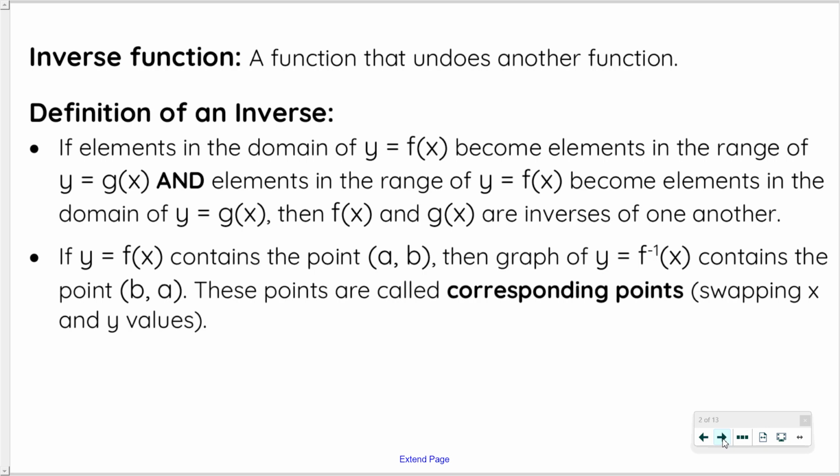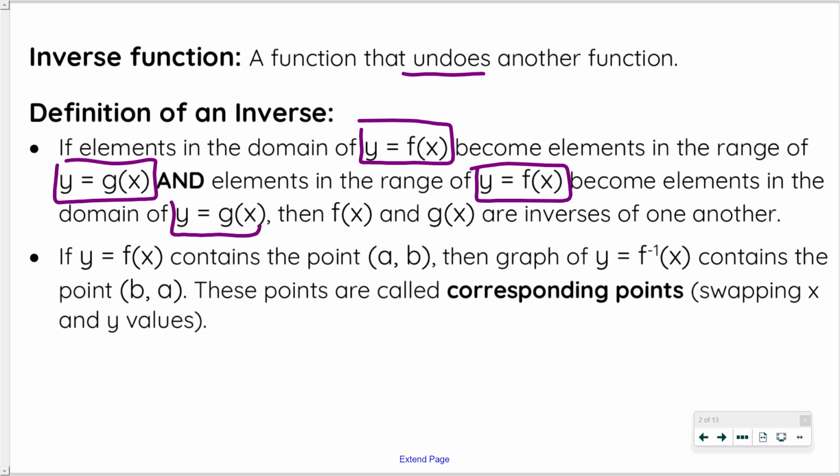So an inverse function is any kind of function that undoes another function. So what do I mean by undoing it? What I mean is, if elements in the domain of f of x are going to become elements in the range of g of x, and vice versa, elements in the range of f of x become elements in the domain of g of x, when that happens, I can say that f and g are inverses of one another.